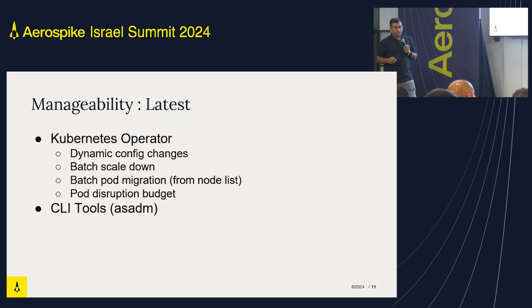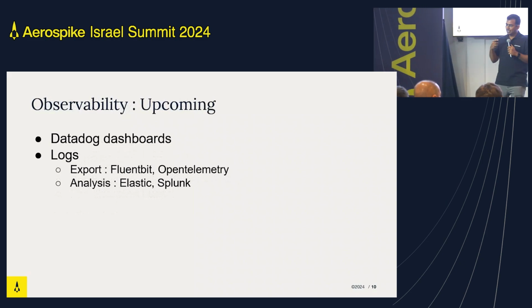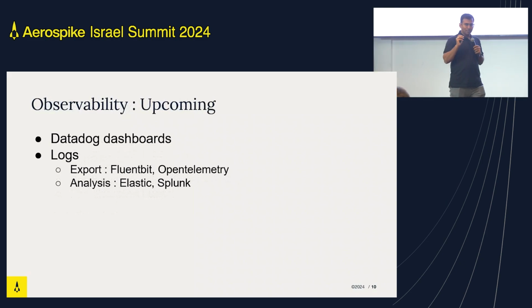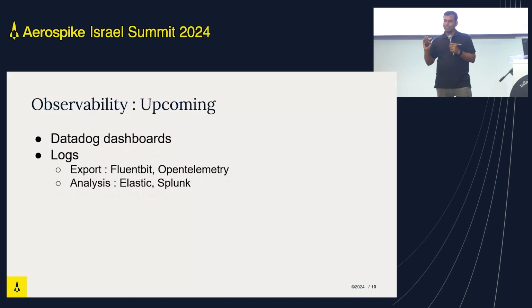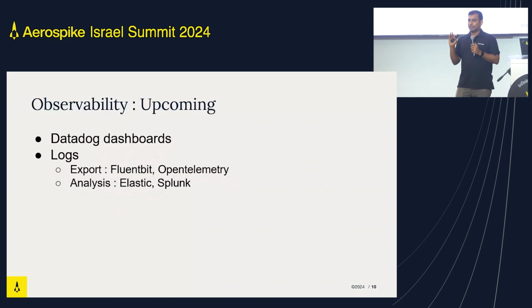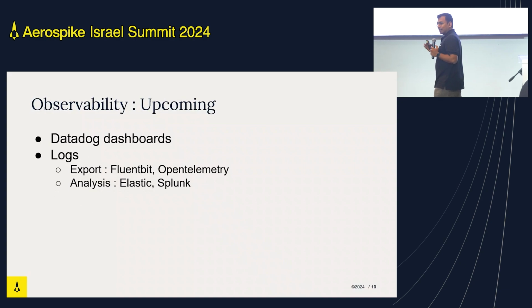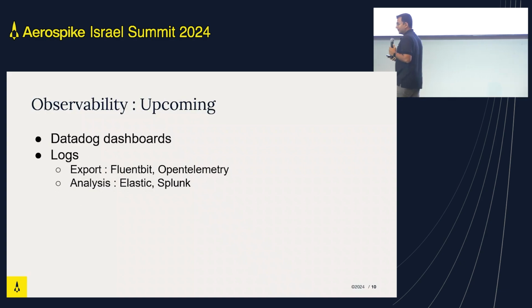Okay, so now going to the manageability aspects. A little bit before going to manageability, you can see the roadmap on observability is not actually very elaborate, because we have worked on observability quite a bit, but on the management side, we have not done a very good job.